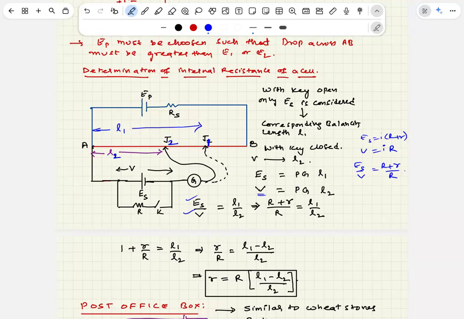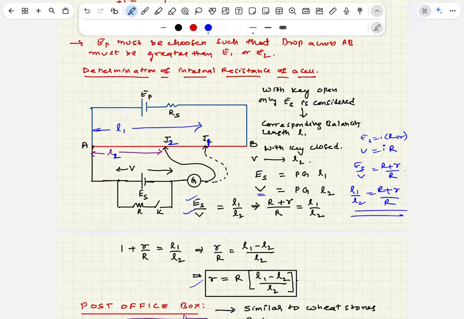So E secondary by V corresponds to L1 by L2, which is capital R plus small r by capital R. Solving which, you will get the expression for internal resistance: small r is equal to capital R into L1 minus L2 by L2. That is the basic operation of the potentiometer. Remember, whether to determine internal resistance or to compare EMFs, I am not using any current. I'm drawing zero current in both occasions to measure.